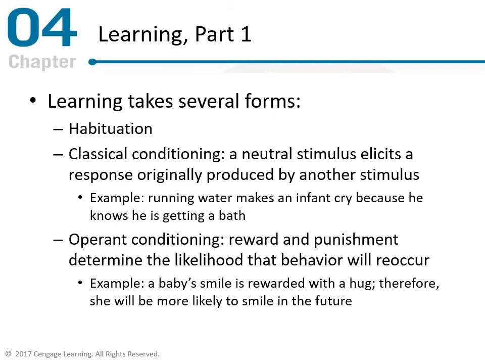Another way is classical conditioning. And some of this you're going to know just by living, and maybe if you've heard of it. So classical conditioning is when a neutral stimulus elicits a response originally produced by another stimulus. So the example here is running water makes an infant cry because he thinks he's getting a bath. So every time he hears running water, he cries because he associates that with his bath.